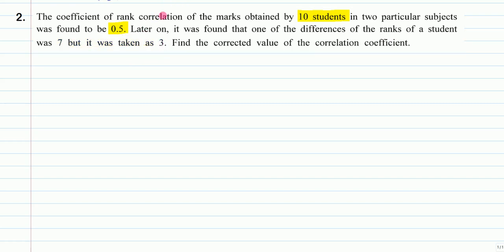See, actually the student's rank difference is 7, but it was taken as 3. That means 3 is the wrong value and 7 is the correct value.